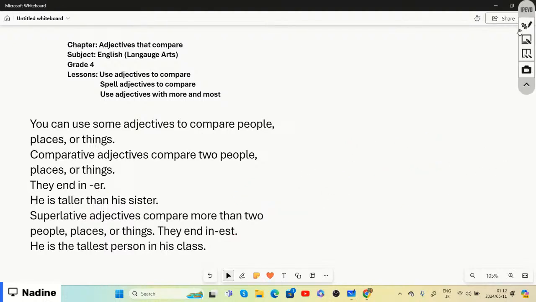When it comes to adjectives, and especially adjectives that compare, you will find out during the course that you get adjectives with one syllable, for example tall or short. And then you'll get adjectives with more than one syllable, and that is where more or most is going to come in.